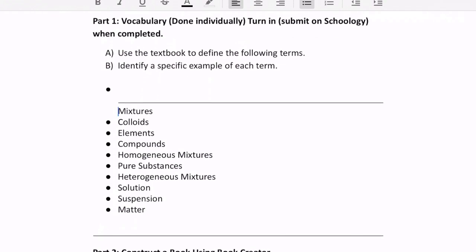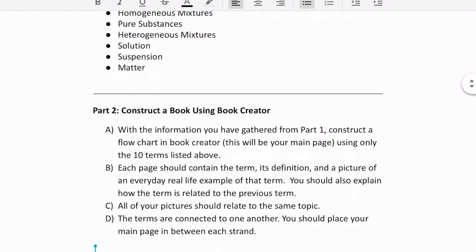So the first part is you're going to define the 10 terms and figure out examples that go with them. You're going to get the terms from the book. I don't want you to use the internet to look this up. I don't want you to use Siri. I want you to use the books that we have in the cabinet in the classroom. So the examples that go with those come right from it. You're going to look directly from the book and put that in there.